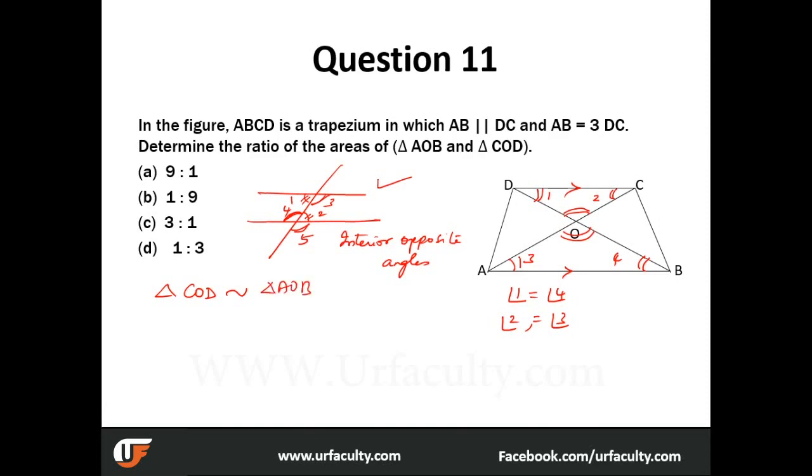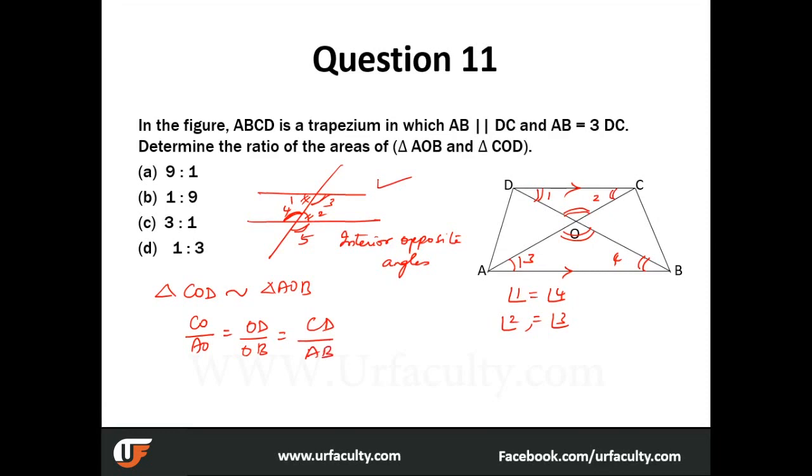right? If two triangles are similar, what will their ratios be? The ratios are going to be equal. So how can we write the ratios? CO by AO is equal to OD by OB is equal to CD by AB.